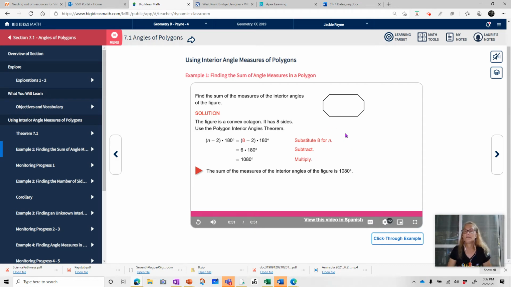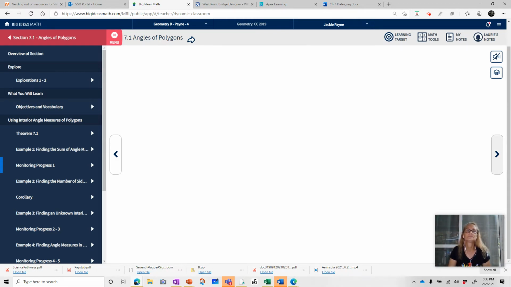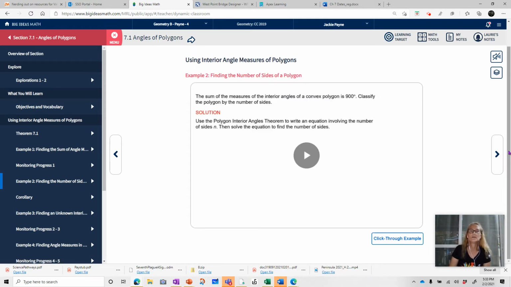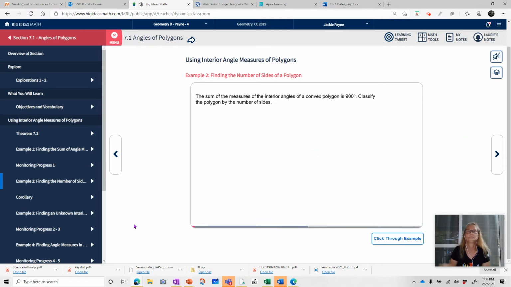If I were going to draw on this, and I drew from one vertex to all the other vertices, I would get 6 different triangles, and each triangle has 180 degrees. Monitoring progress, we'll do that in class. Here's another example of finding the number of sides of a polygon. The sum of the measures of the interior angles of a convex polygon is 900 degrees. Classify the polygon by the number of sides.